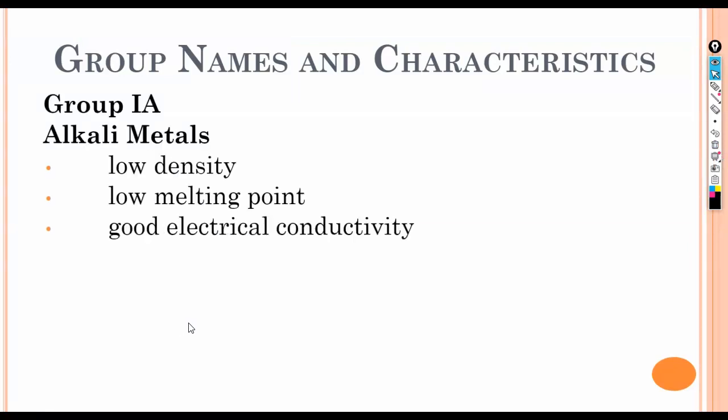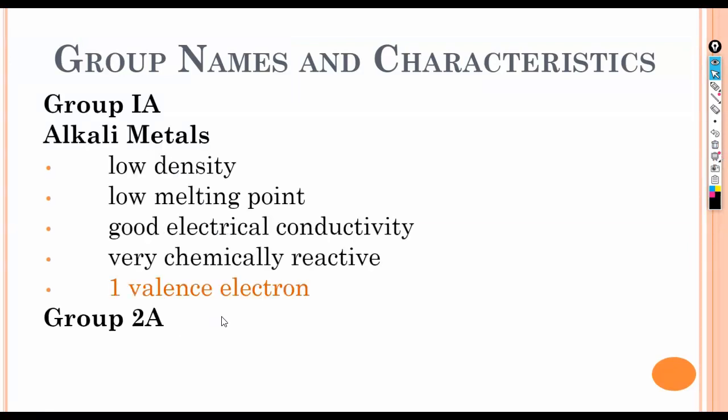Okay, and so we've talked about the alkali metals in group 1. All of the alkali metals, aside from having these properties, low density, low melting point, good electrical conductivity, very chemically reactive, all of the alkali metals in group 1 have one valence electron. And we actually just saw a demonstration of that on the last slide.